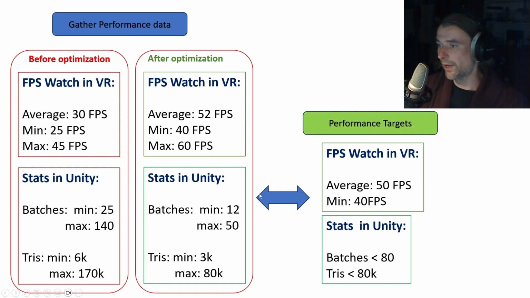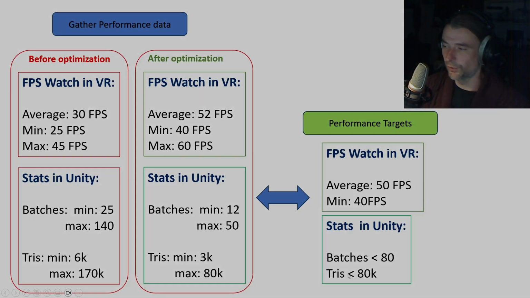And then if you compare this against the performance targets, we hit the performance targets very well, because we never dropped below 40. Our average was even more than 50, and we never had more than 80 batches and more than 80k triangles.